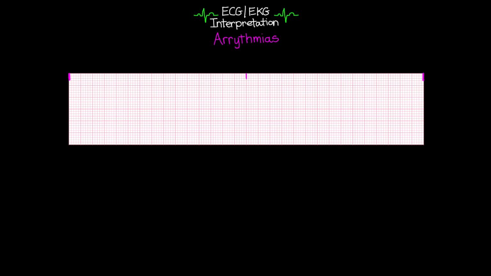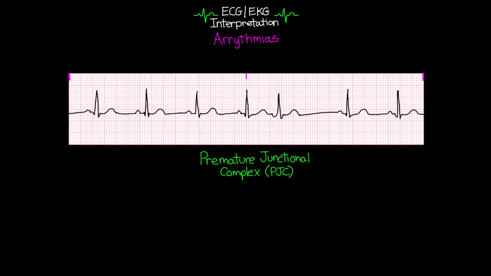All right, so the next premature beat that we're going to talk about is our premature junctional complex, or PJC. Now, we are going to talk about this, although one thing to know is this is a pretty rare thing.